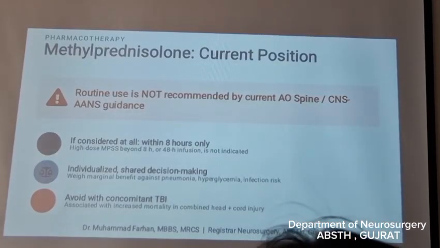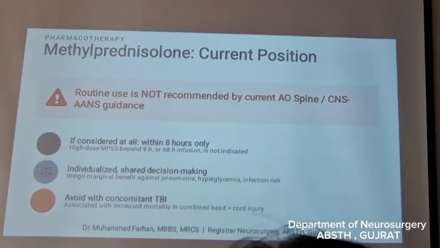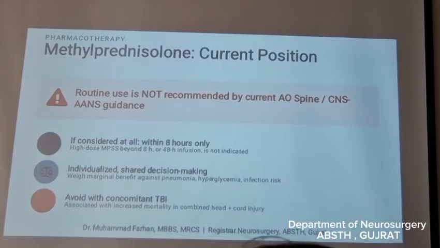Then the use of steroids in acute traumatic spinal cord injury. Different research has shown that if methylprednisolone is given within 8 hours, usually in the time period of 3 to 8 hours, then the 6-month prognosis can be improved. So if considered, then within 8 hours is the recommended window.